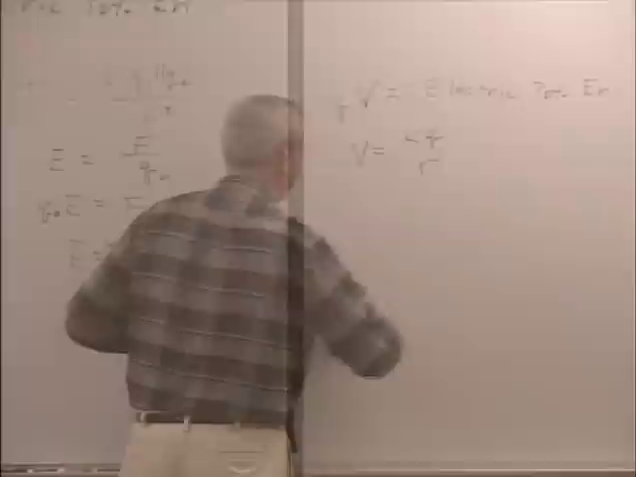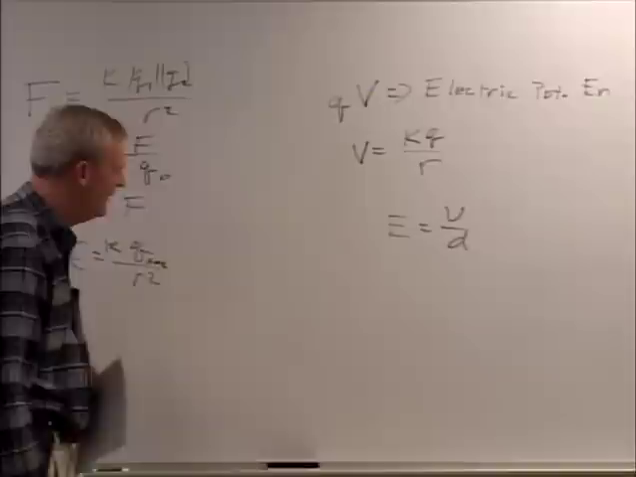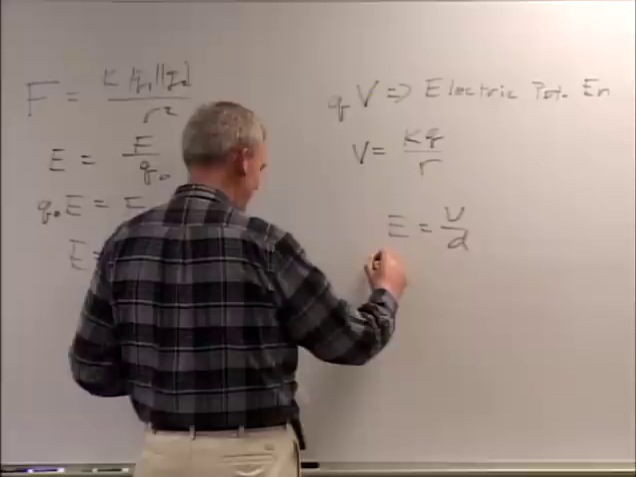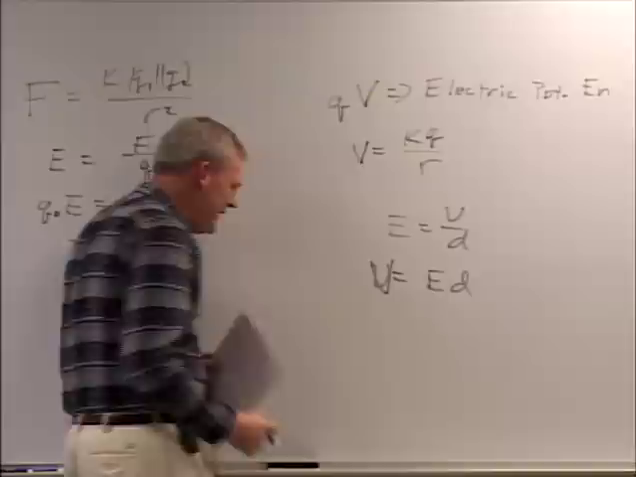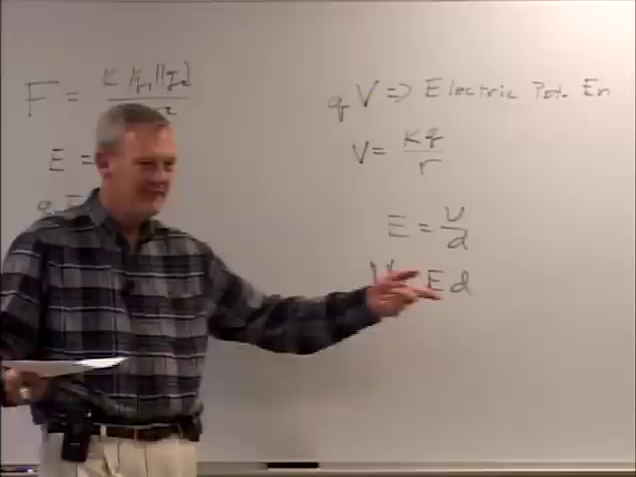This makes sense. E, another way, is V over D. And so V equals ED. Yes, that makes sense. So your voltage equals E times D. I was having trouble with the units because I was going, wait, this is KQ over R squared now times an R. Now it works because KQ over R is your potential. All right, so what does a problem look like?